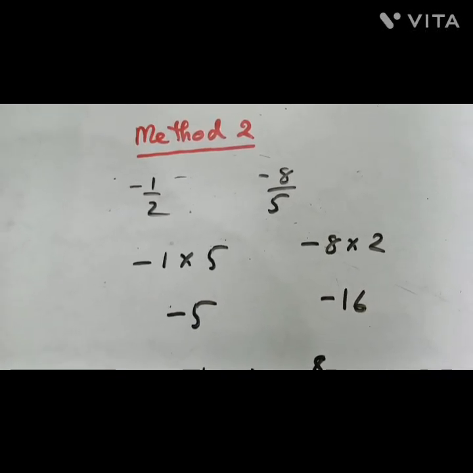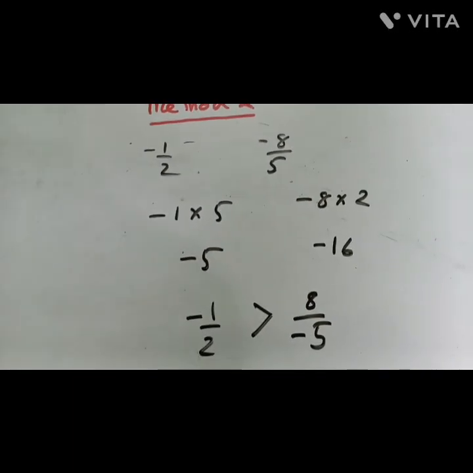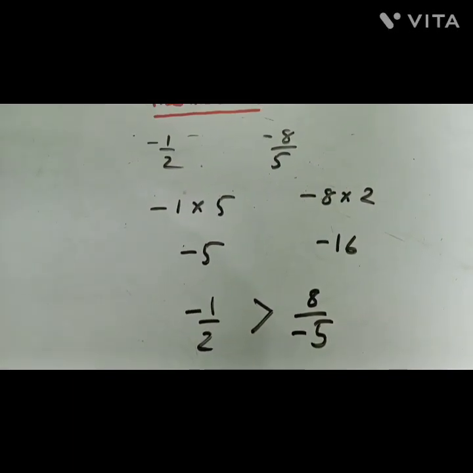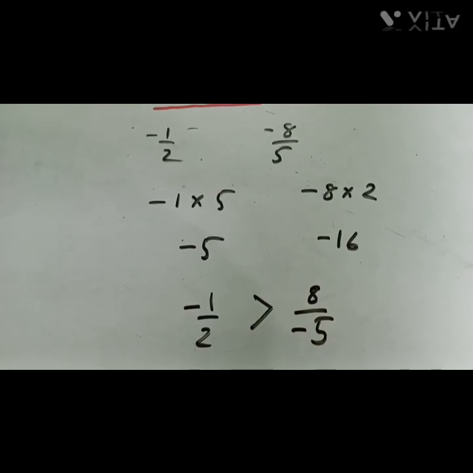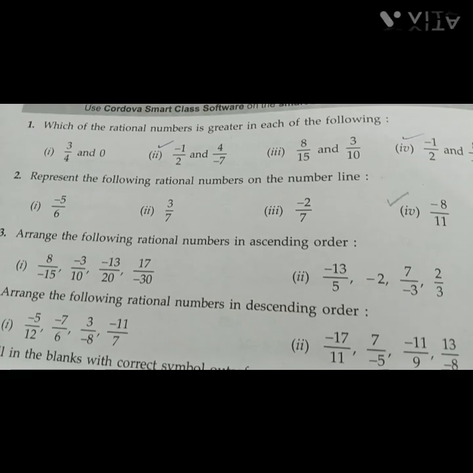So the resulting answer is minus 5 and minus 16. But obviously, minus 5 is greater than minus 16. So the answer remains the same: minus 1 by 2 is greater than 8 by minus 5. So we proceed to the next sum.